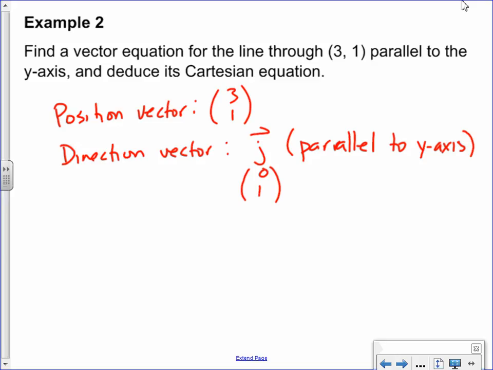So, well, how about this? Since we have this in j, isn't that the same thing as 3i plus j? True? Okay, so our vector equation is the position vector, so 3i plus j plus lambda j, just to keep it ijk.